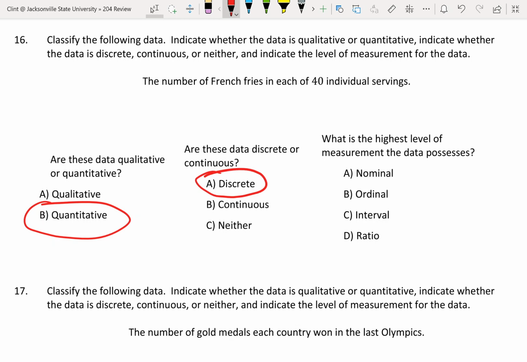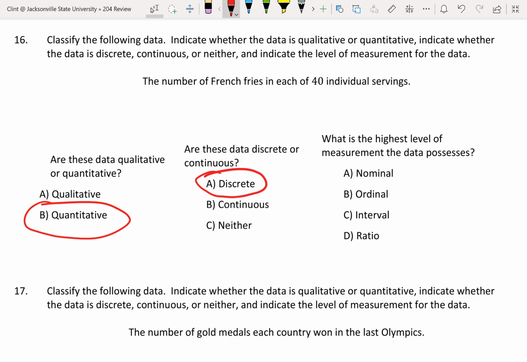Okay. And then what about the level of measurement? We've helped ourselves out because we said it's quantitative. So you can remember that that means it's got to be one of the last two, interval or ratio. The way we decide between these two is we think about what 0 means. If we had a serving of fries that had 0 fries in there, what does that mean? I mean, we really didn't have any fries, right? It was empty. Okay? So 0 actually means nothing.